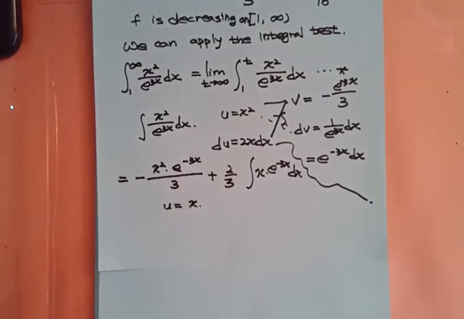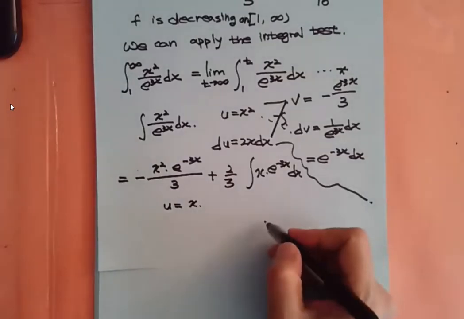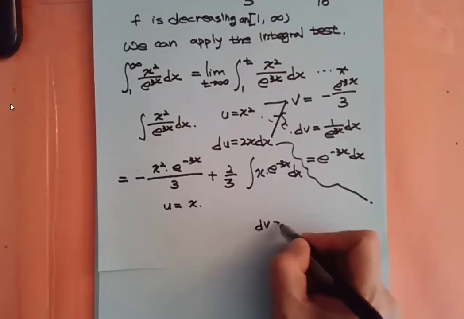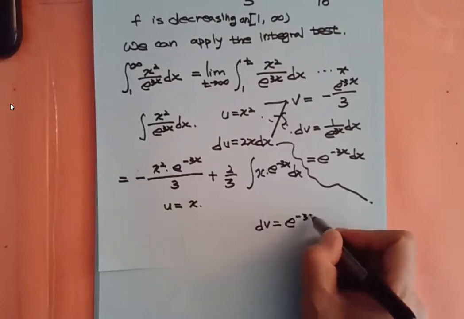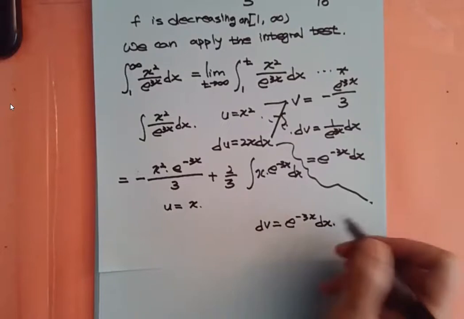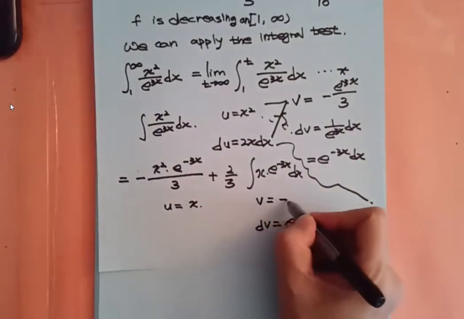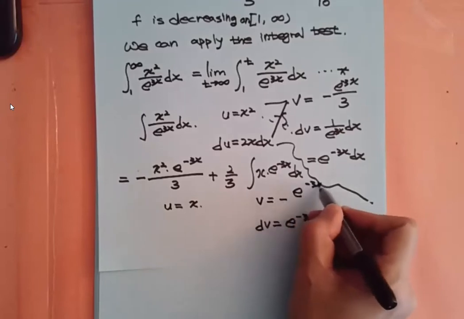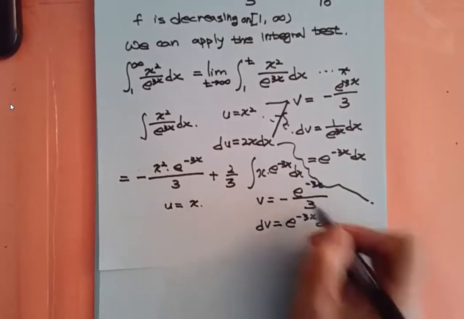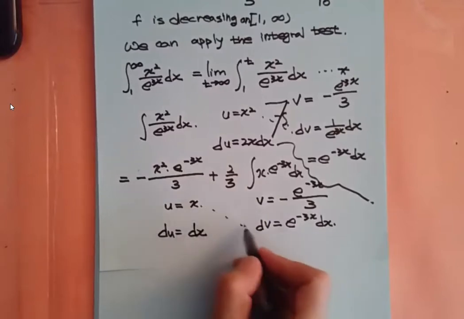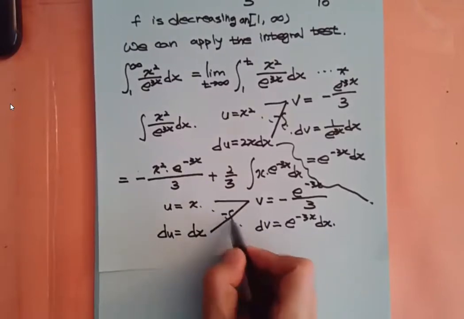So we will put u equals x, and we put dv equals e to the minus 3x dx. And then we do the same calculation. So v will be minus e to the minus 3x over 3, and du equals dx. So again, this is minus integration.